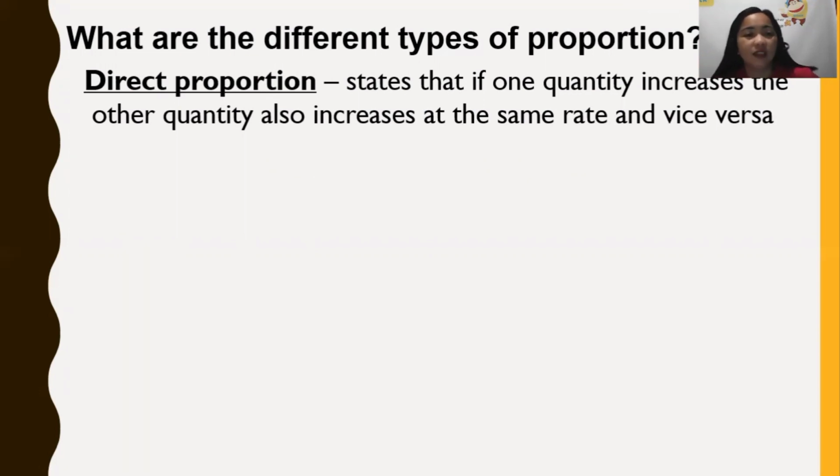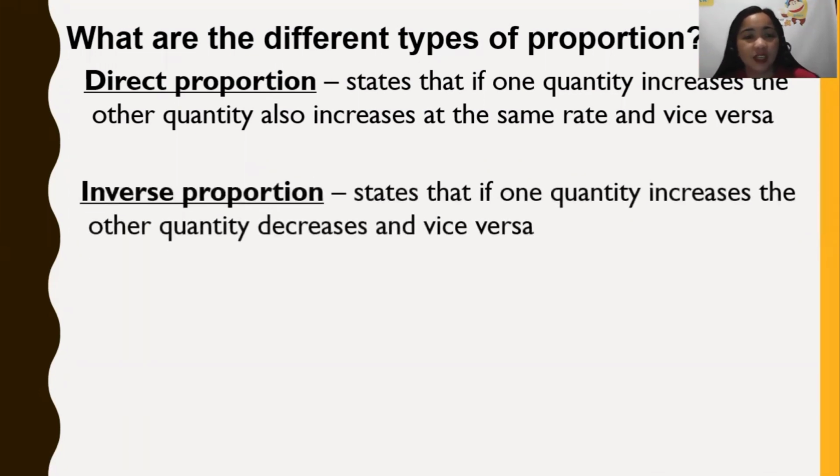Now, the second type of proportion is the inverse proportion. It states that if one quantity increases, the other quantity decreases, or if one quantity decreases, the other quantity increases. So opposite direction naman yung kanyang relation. Kung sa direct proportion ay parehas yung kanyang direction, parehas pataas o kaya parehas decreasing, dito naman sa inverse proportion, opposite siya. If one increases, the other one will decrease.